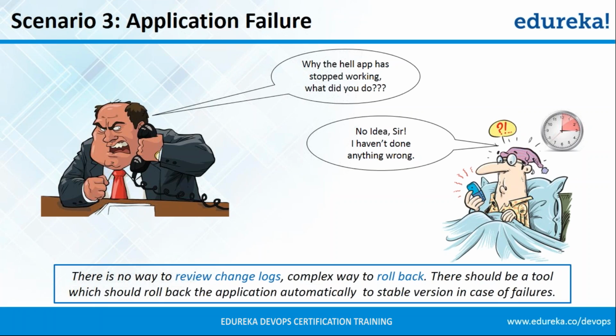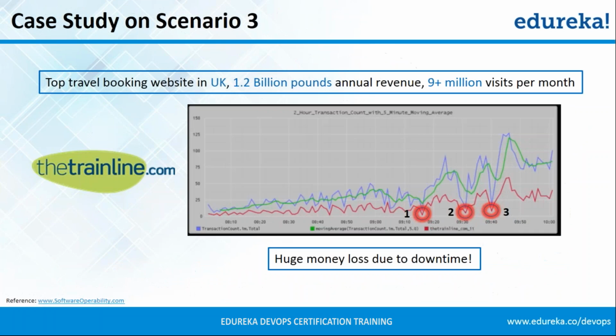Now let us have a look at the case study which depicts this particular scenario. It is about an online travel booking website in the UK called thetrainline.com. There are certain stats about it. There is 1.2 billion pounds annual revenue and 9+ million visits per month. So you can imagine a company this big, generating 1.2 billion pounds of annual revenue. What will happen if there is a downtime in their website? As you can see from the graph, their website went down thrice. So you can imagine the loss, probably millions of dollars.